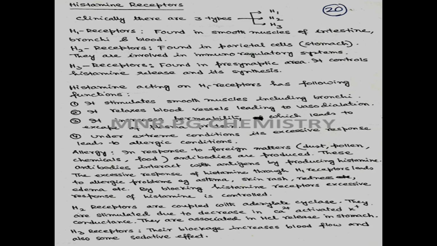Now H2 receptors, come down to this slide. H2 receptors are coupled with adenylate cyclase, meaning it is a G protein coupled receptor, and they are stimulated due to the decrease in calcium 2 plus activated K plus conductance. They are associated with HCl release. We already know that the H2 receptors present in the parietal cell of the stomach have active participation in the HCl liberation in the stomach. The H3 receptors, their blockage increases blood flow and also has some sedative effect in the brain.